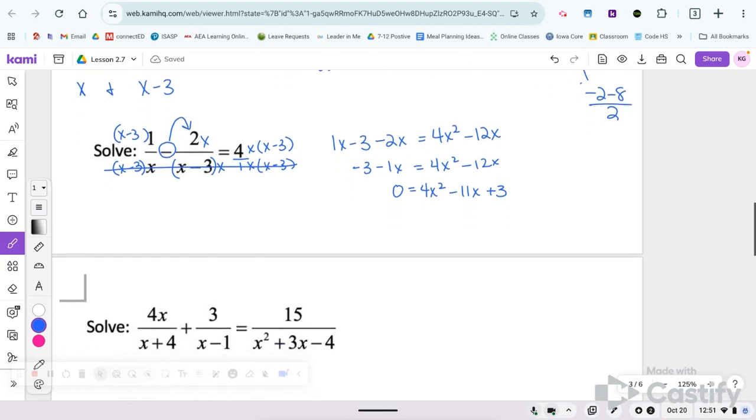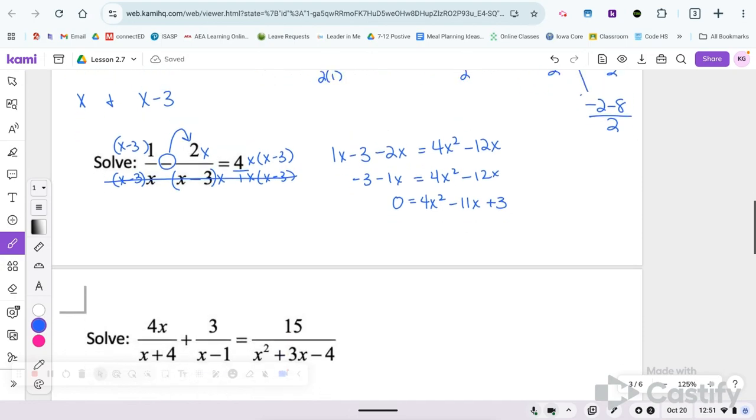I'm going to go ahead and do this one by window method because I feel like it's been a while since I've done a window method. So remember, in the window method, I'm going to put 4x squared and my 3. And in my circle, I'm going to put 4 times 3, which is 12. So I'm actually looking for factors of 12 that add up to 11.